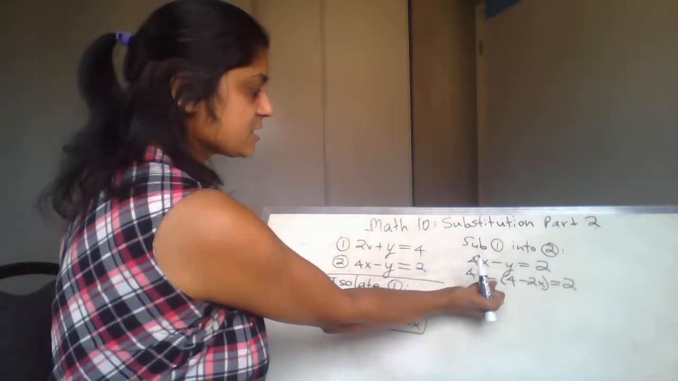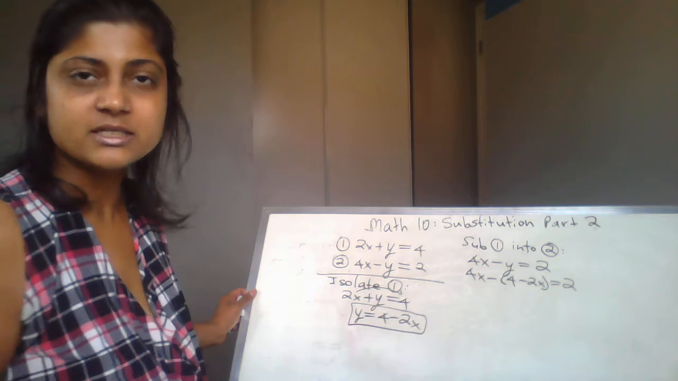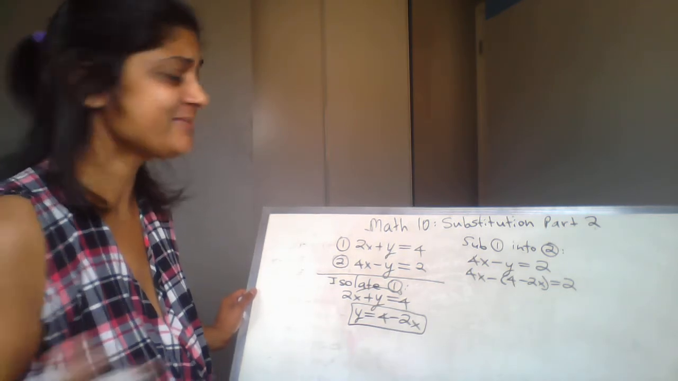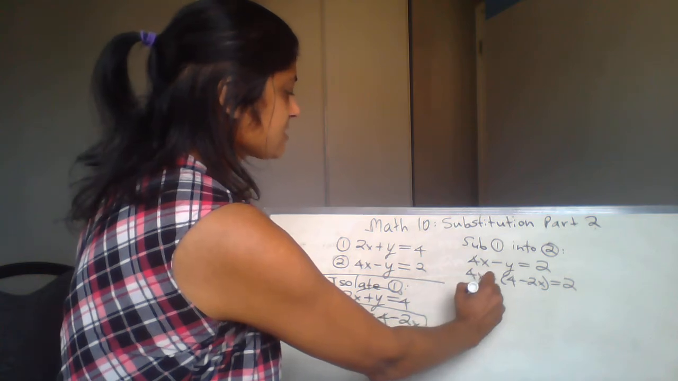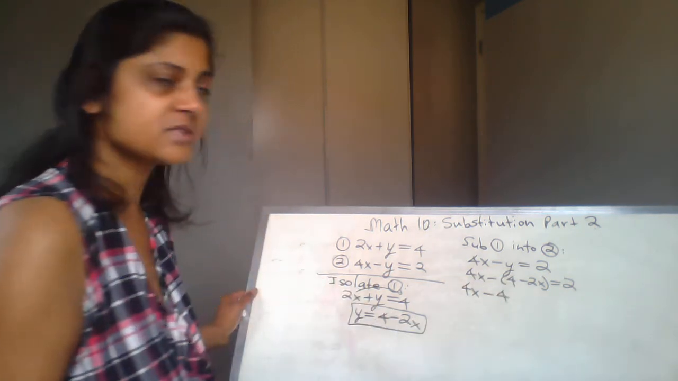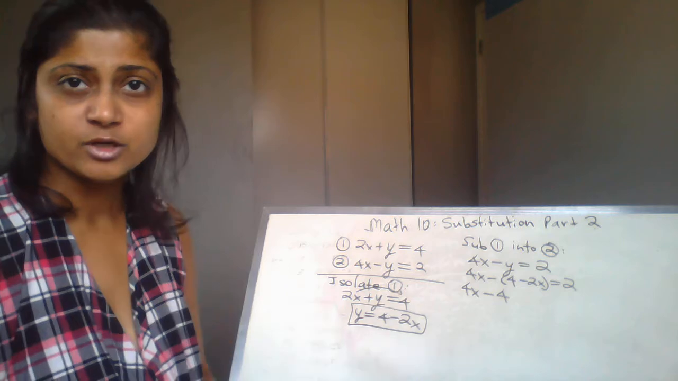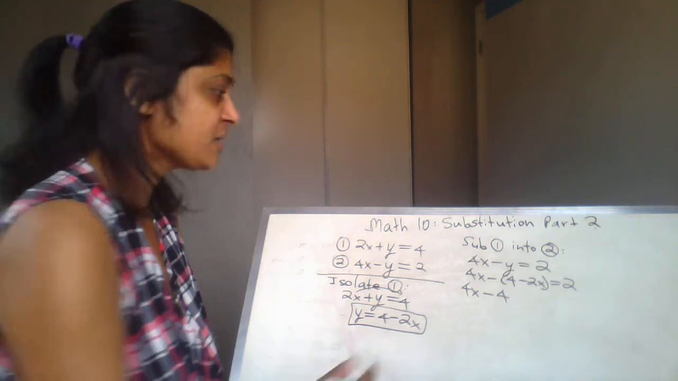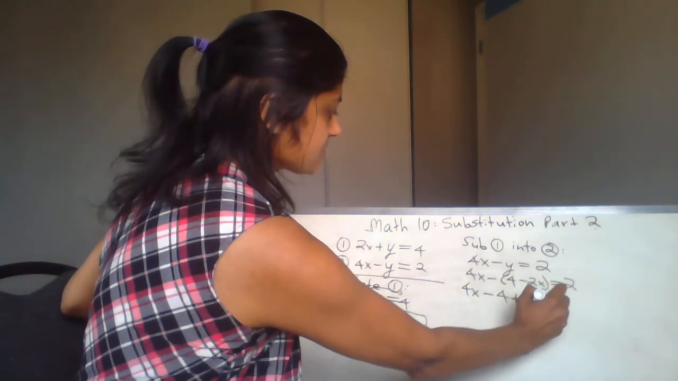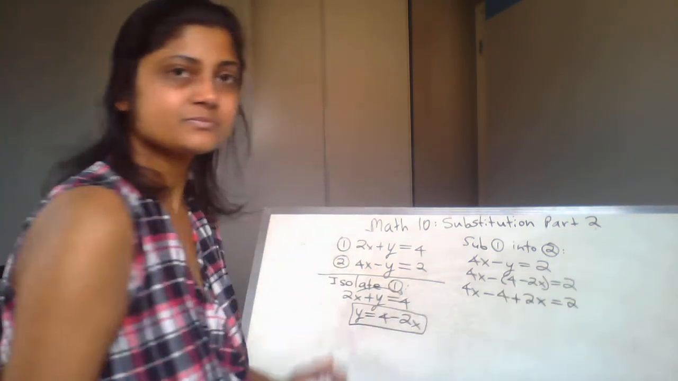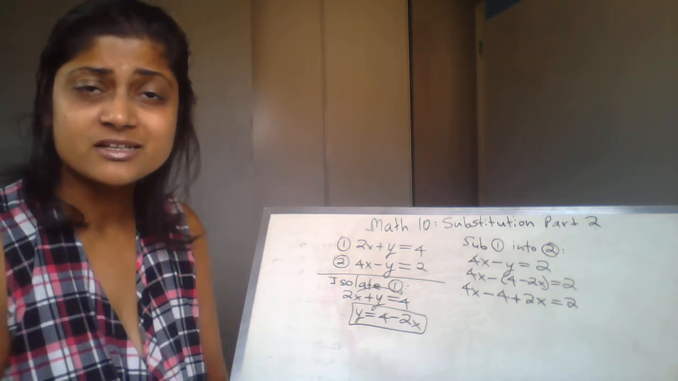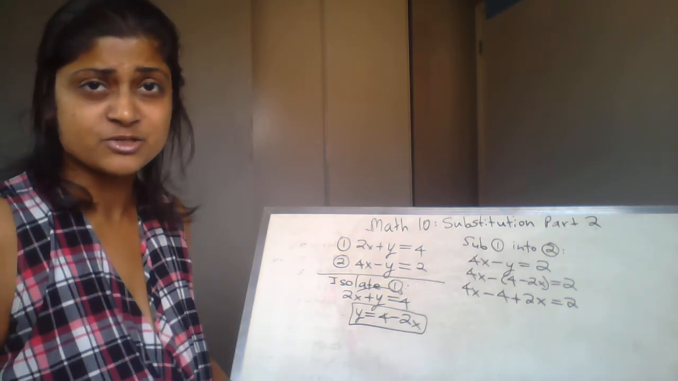If I'm looking closely here, there's nothing in front of the brackets, but there's actually a 1. I'm distributing the 1 out here, so it becomes 4x minus 4. And if you open up the second part of the brackets, it's going to be minus 1 times minus 2, which is positive 2x equals 2. Does everyone see that? So make sure you are watching the signs or you're going to end up with the wrong answer.